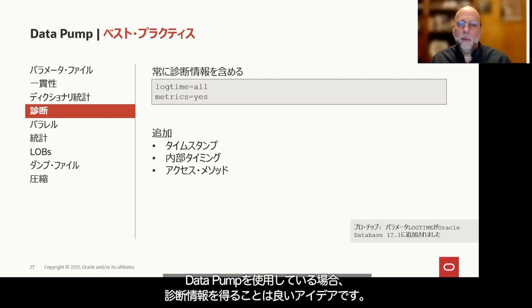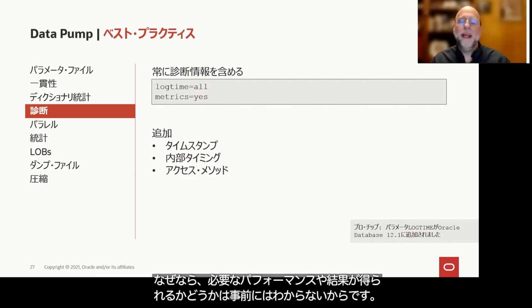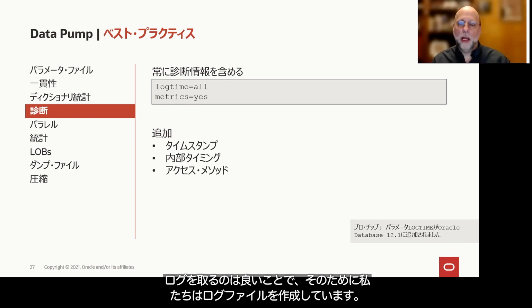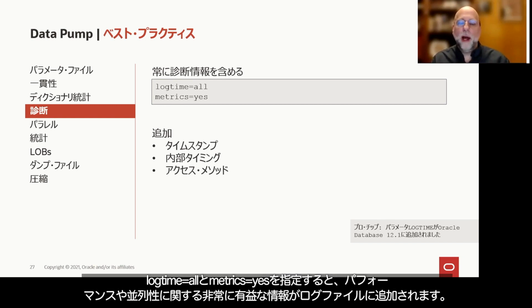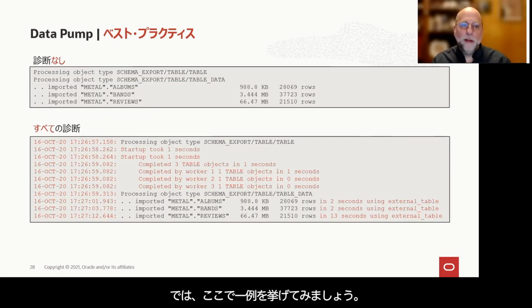Whenever you're running Data Pump, it's a good idea to get diagnostic information because you don't know in advance whether you're going to get the performance or the results that you need. It's just good to have that logging, and that's why we produce our log files. If you specify LOGTIME=ALL and METRICS=YES, it adds really useful information about performance and parallelism to your log files. So let me give you an example here.